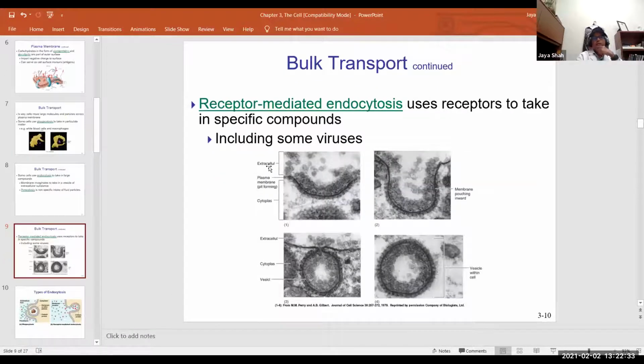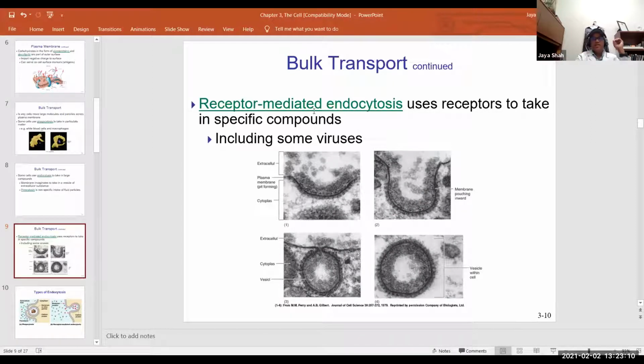Another specific endocytosis is receptor-mediated endocytosis. In this case, the substance can get inside the cells only when it binds with a specific receptor protein on the plasma membrane. So receptor-mediated endocytosis uses a receptor to take in a specific compound. That means only the substance or compound which can bind with the receptor can get inside the cells.